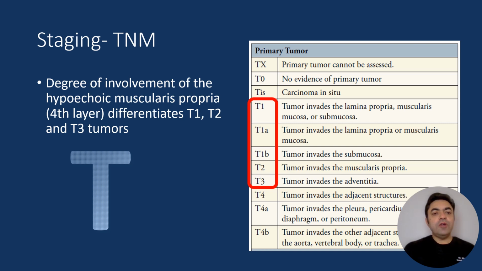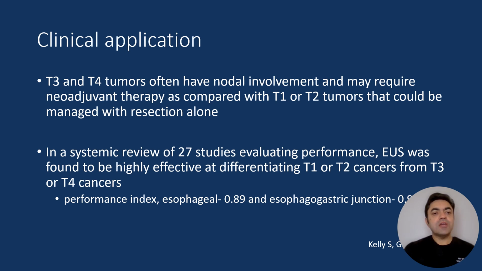So the degree of involvement of the hypoechoic or the muscularis propria layer, fourth layer, differentiates between T1, T2, and T3 tumors. And this is important because T3, T4 tumors often have nodal involvement and may require neoadjuvant therapy as compared to T1 and T2 tumors that could be managed with resection alone.